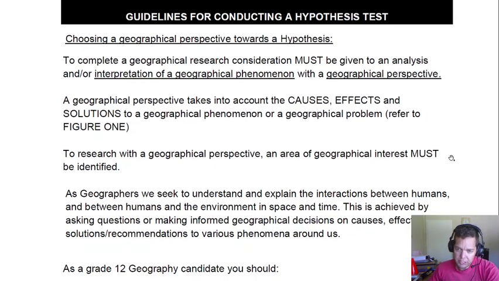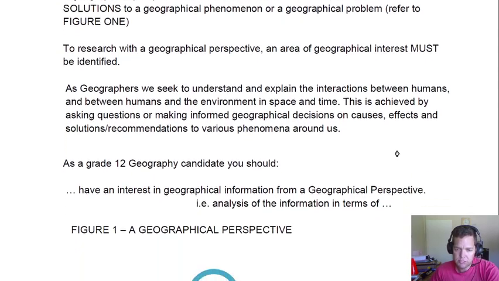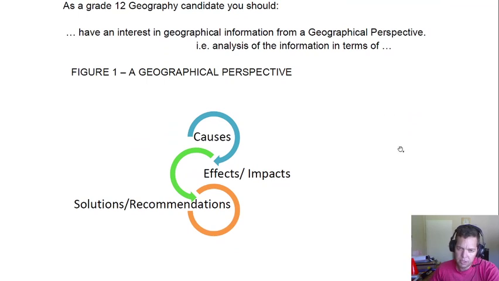And the first step to that is, well, what area are you looking at? Is it your neighborhood? Is it your community? Is it down the road? How is it affecting people? What are people doing that is affecting the environment or the city, and how is it changing over space and time? You need to now follow this kind of model when you are looking at your hypothesis.